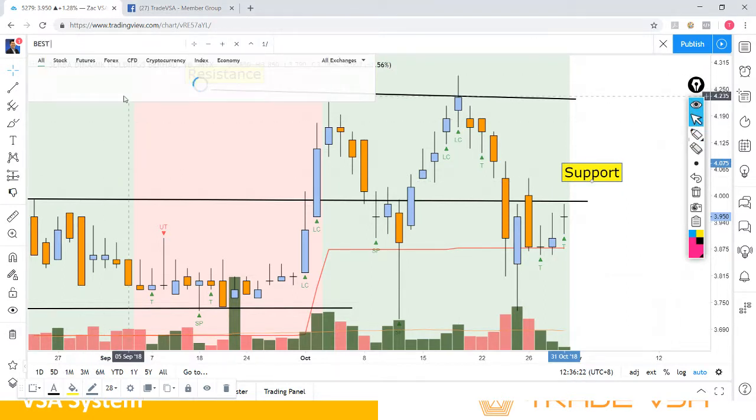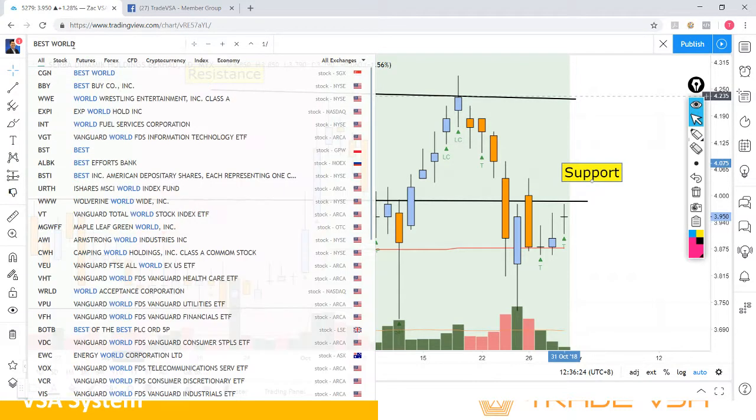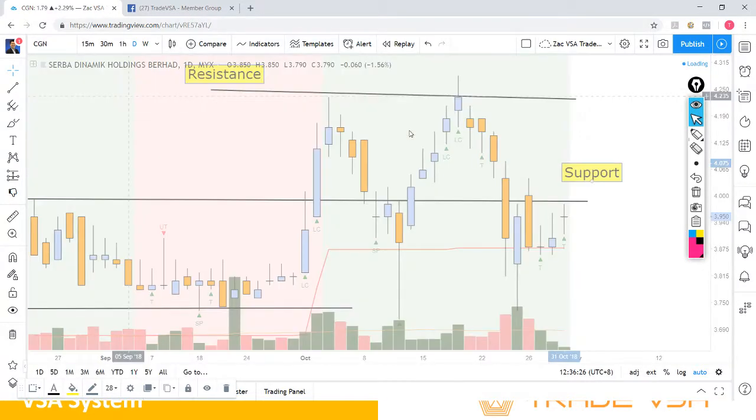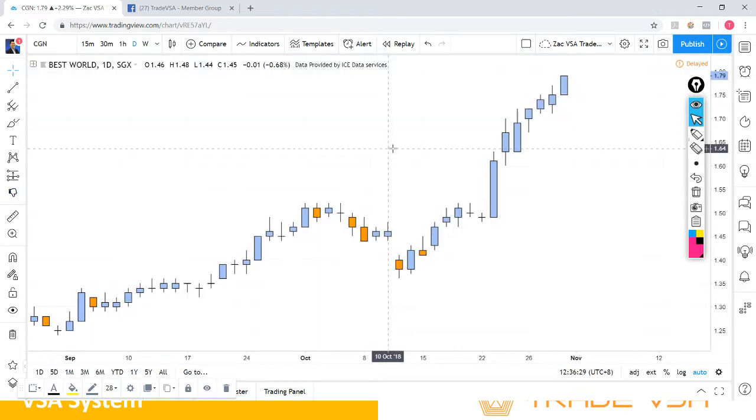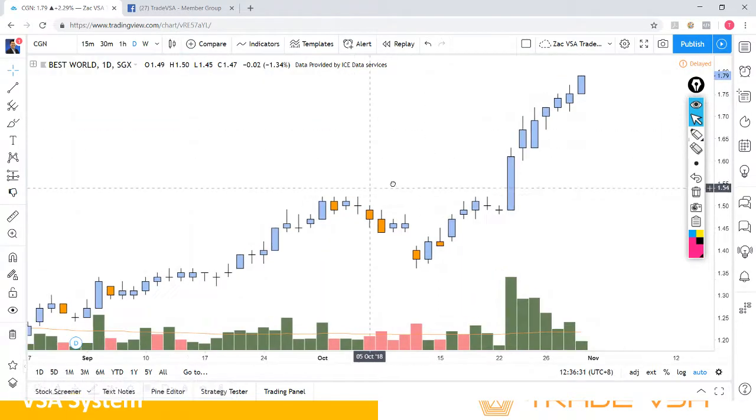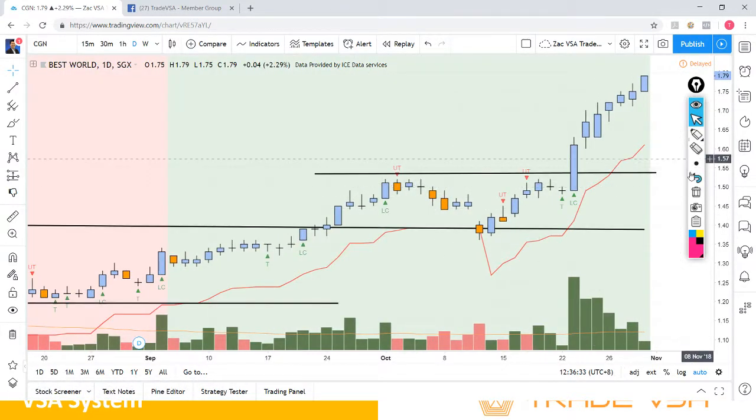Okay, next stock that we have is from Singapore, Best World. I think Best World is doing pretty good now. Okay, yeah, this is the stock. Last week on 24th, we picked it up over here after a confirmed line change.